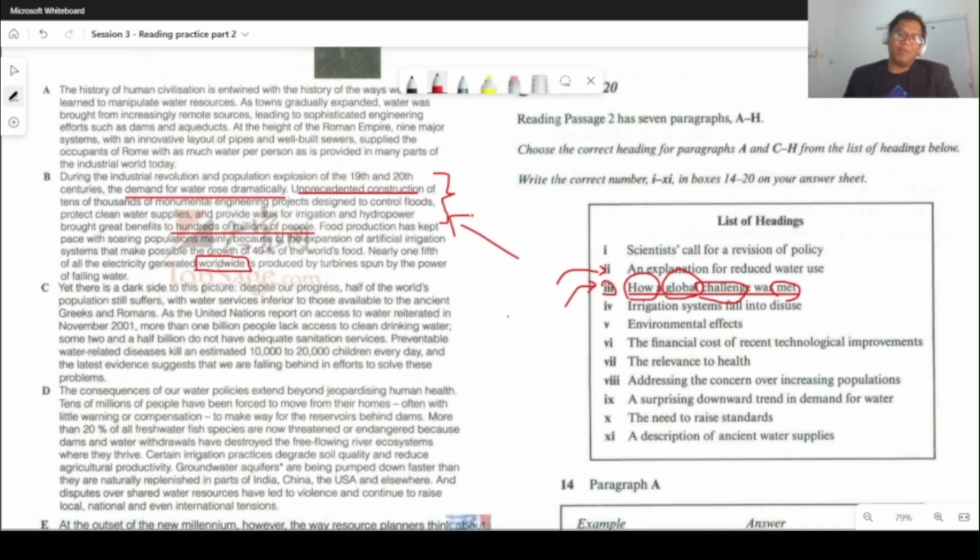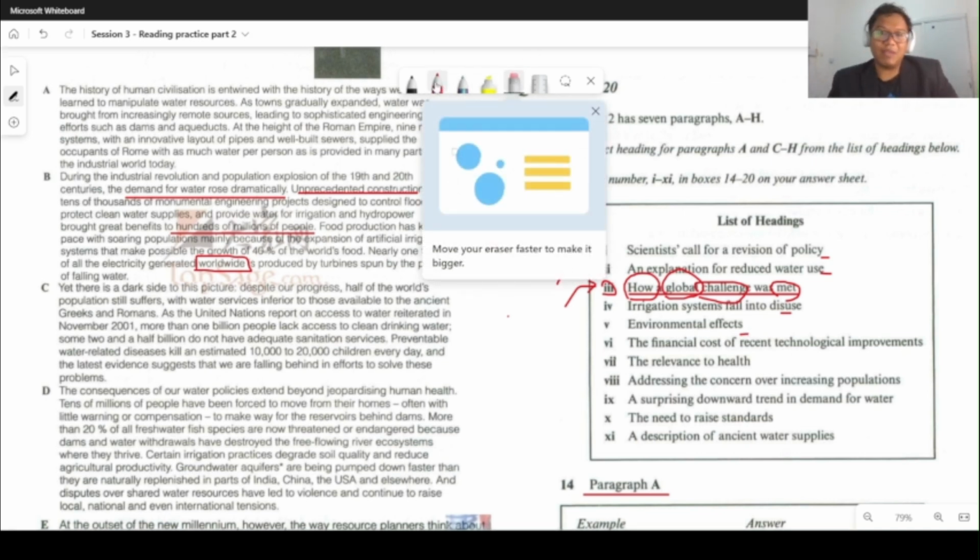Now, to prove my point, let's do question 14, and that is paragraph A, right? So with paragraph A, you want to do the same thing. You want to skim and scan, but here it's quite difficult for you to kind of memorize all these headings, right? So if you want to start with the reading passage, that's fine. But what do you need to look for? That's the question. That's the big question.